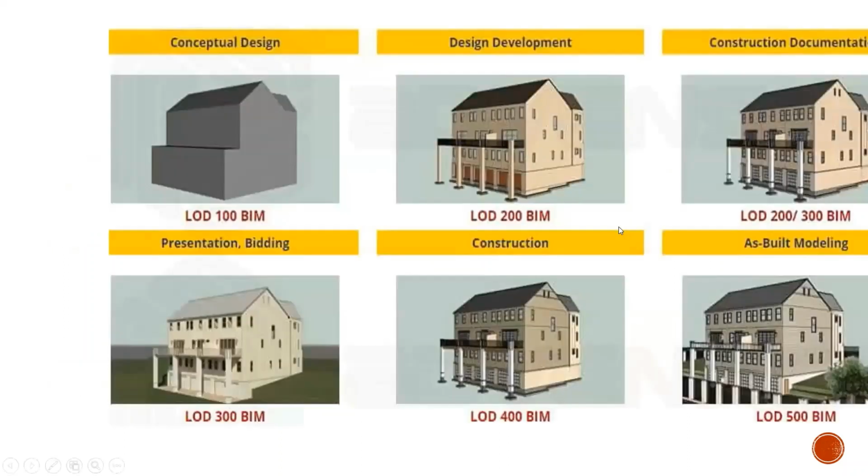Okay, there's a picture. So this is a simple picture showing the differentiation in the LOD. You can see for LOD 100, you need to have this much conceptual type design. After that, we will be developing something in the design development for LOD 200. And by reaching LOD 500, it will have all the changes and all the designs associated with that particular project. So this is an important term, okay, LOD.